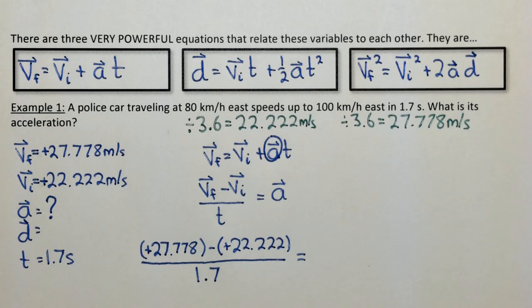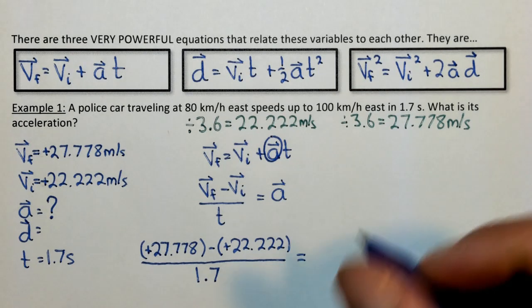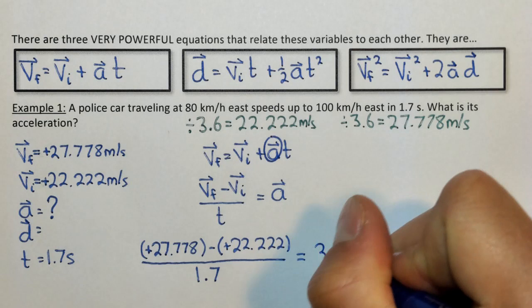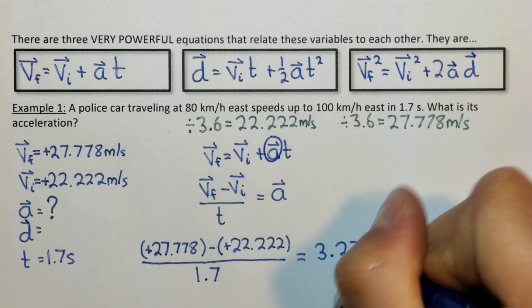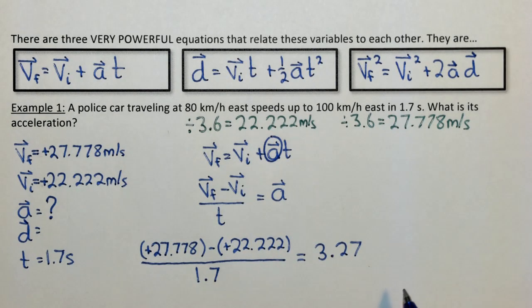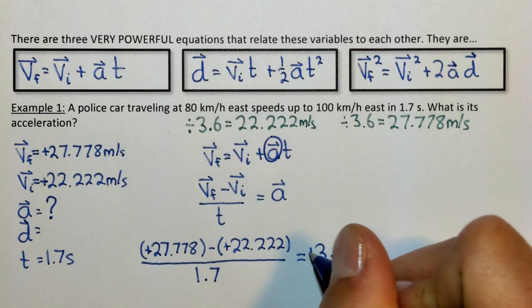And if I plug that all in, I get, let's see, if I round to 3 sig figs, I get 3.27. Notably, I get positive 3.27.